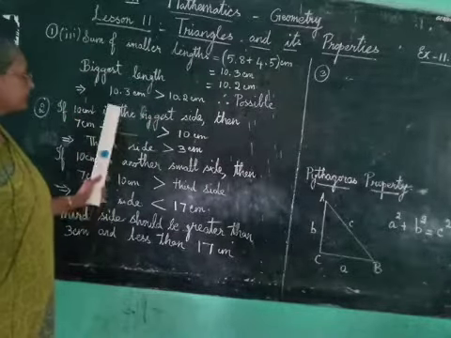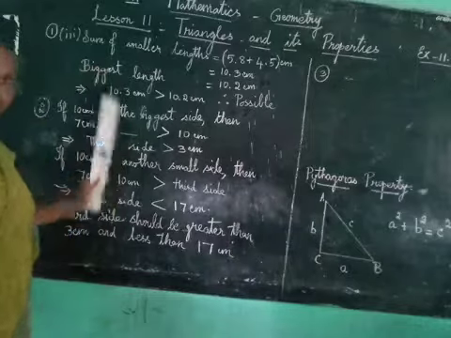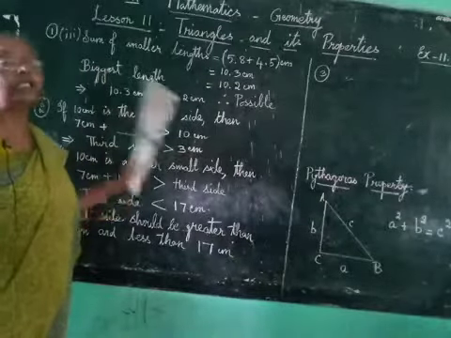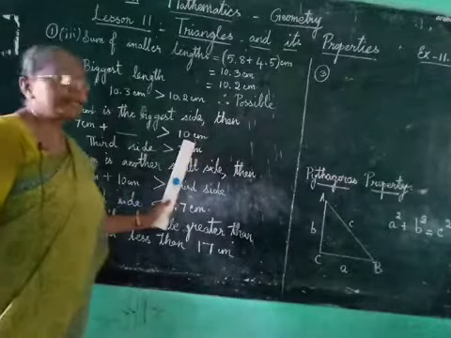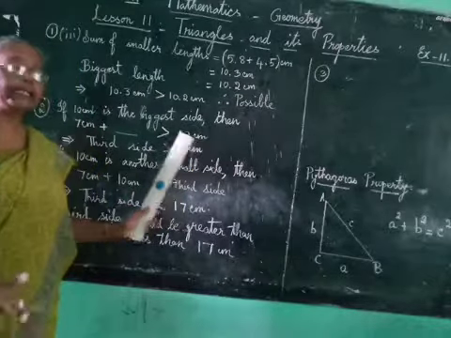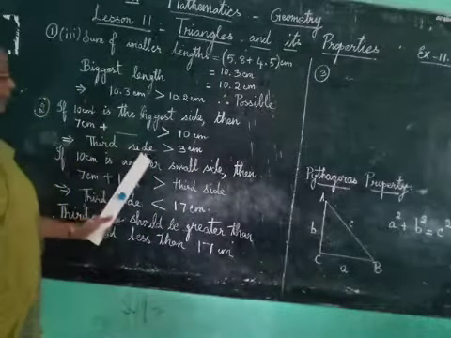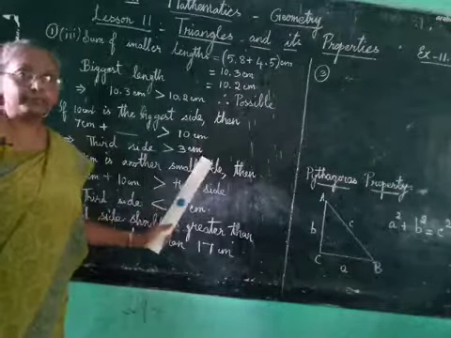It should be 4 centimeter or 5 centimeter or 6 centimeter. Then only the sum will be greater than 10 centimeter. So the possibility is the third side to be greater than 3 centimeters.